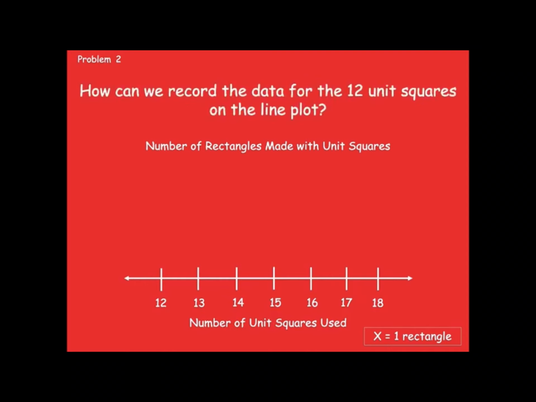How can we record the data for the 12 unit squares on the line plot? So this is where you have to look at your problem set. And for number 1, how many squares were we able to make? Yeah, 3. There were 3 possible rectangles for 12 unit squares. So I'll draw 3 X's above 12. 1, 2, 3.